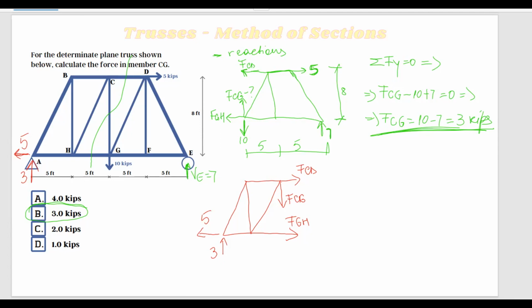So whichever side you choose, it's easy. So sum of forces in the y direction equal to 0. This results in FCG equals this reaction over here, and FCG equals 3 kips. Okay, that was easy. Both sides were easy. So the correct answer is B.